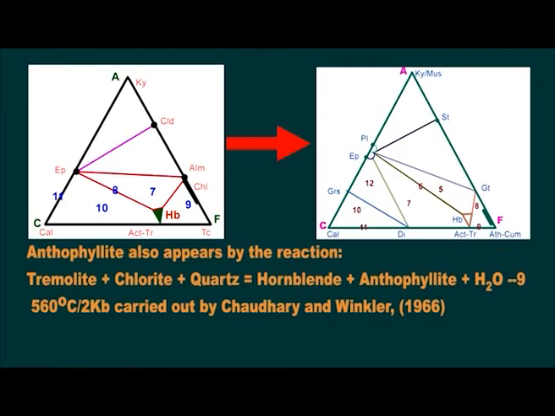Anthophyllite also appears by the reaction tremolite plus chlorite plus quartz give rise to hornblende plus anthophyllite plus water. Reaction number 9, 560 degree centigrade 2 kilobar, carried out by Chaudhary and Winkler 1966.